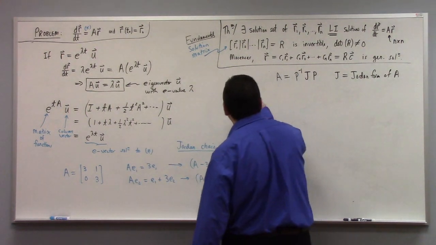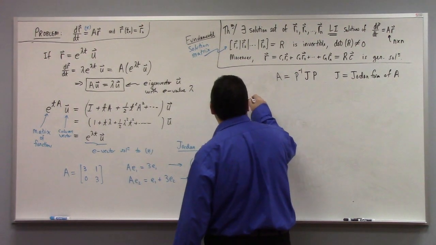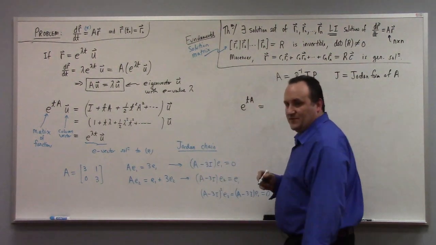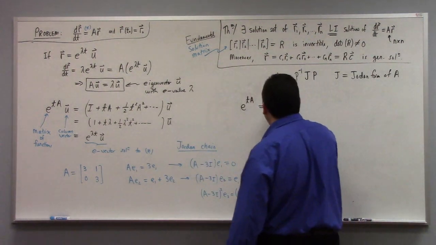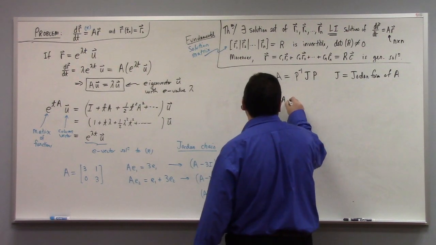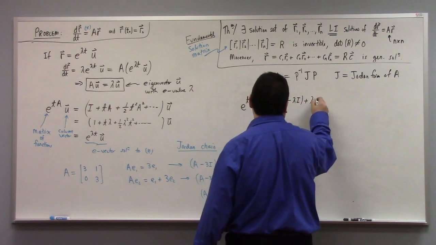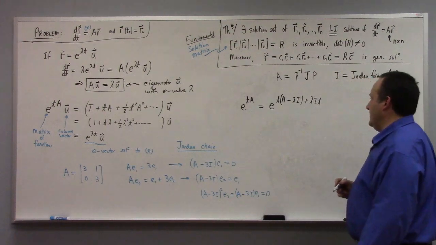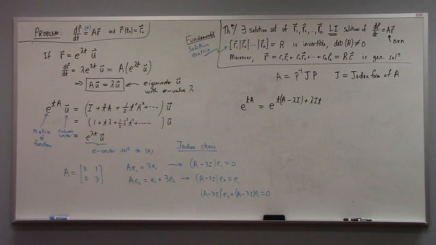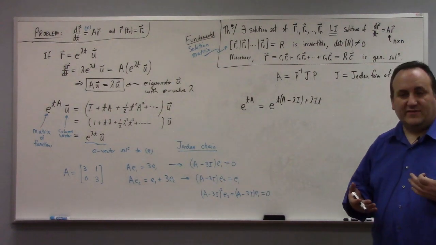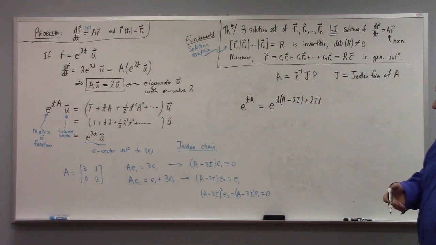But here's the cool thing. If you have e to the tA, there's a trick you can do. Check this out. You can do e to the t times (A minus lambda I plus lambda I). See, I can add and subtract the identity matrix times lambda. I'm not saying what the lambda is. I'm not even insisting that lambda is an eigenvalue for the matrix. I'm not even insisting it's real. It could be complex, whatever.